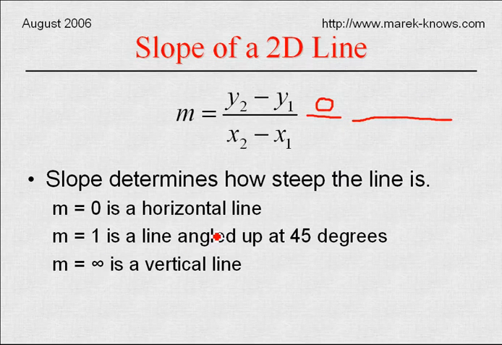If m equals 1, then the line is angled at 45 degrees, which was that first example that I showed you. It will look something like this. And then if the line has a slope of infinity, then that means it's a vertical line. So the line itself would look something like this. Now I'll show a few examples of all these different kinds of lines.